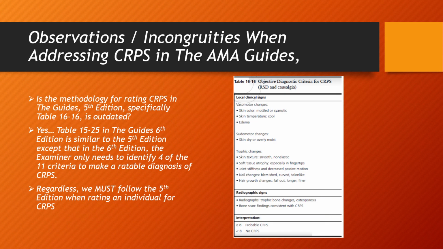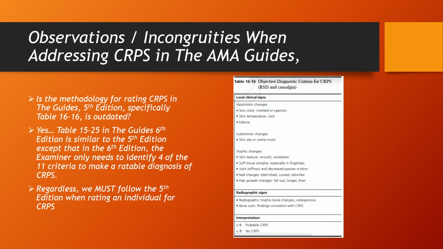Okay, some other observations I've made. The methodology for rating CRPS in the guides, you take a look at Table 16-16. Is it outdated? Is this something that needs to be addressed? Well, let's go back. The authors published this book in 2001. So the AMA Guides 5th edition was produced and published in 2001. So we're looking at 21 years ago.